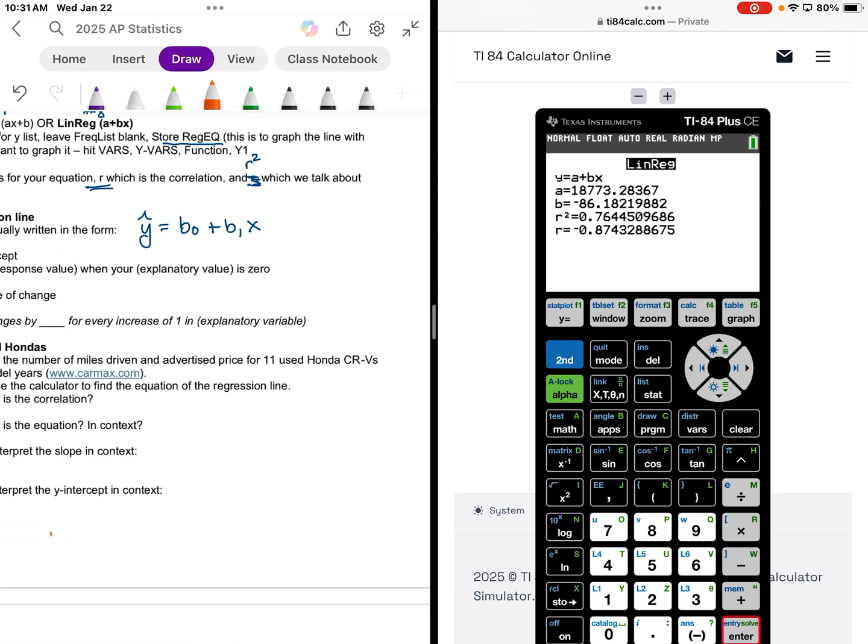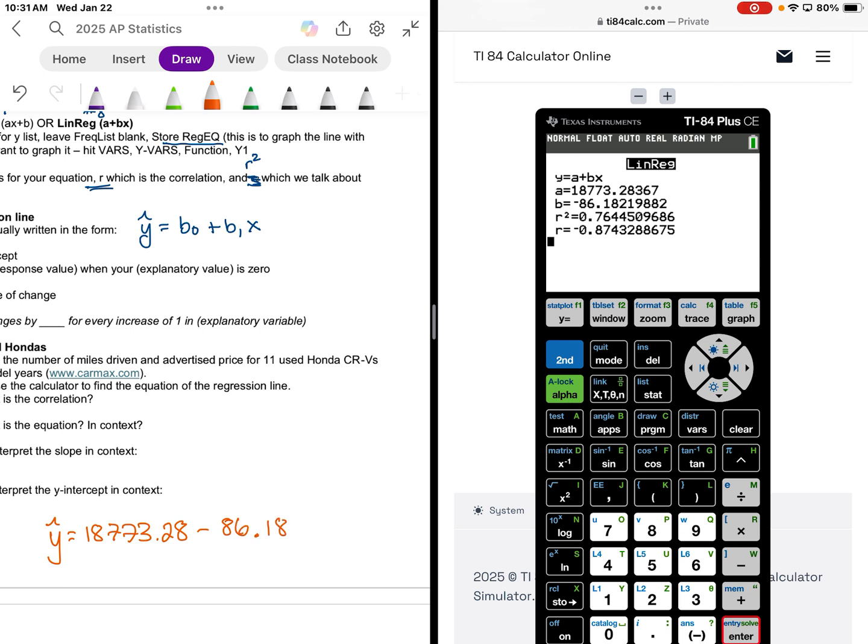So as I write this, Y hat equals, my Y-intercept is 18,773. Again, the calculator is going to take all those decimals, so when it puts it into Y1, it's going to use all of those decimals. Since it's money, it is okay to cap this off at the nearest penny. Our slope is negative, so negative 86.18. Again, the more decimals we use, the more accurate it becomes.